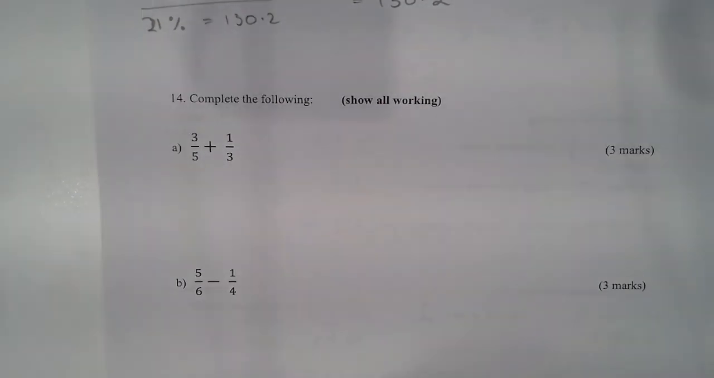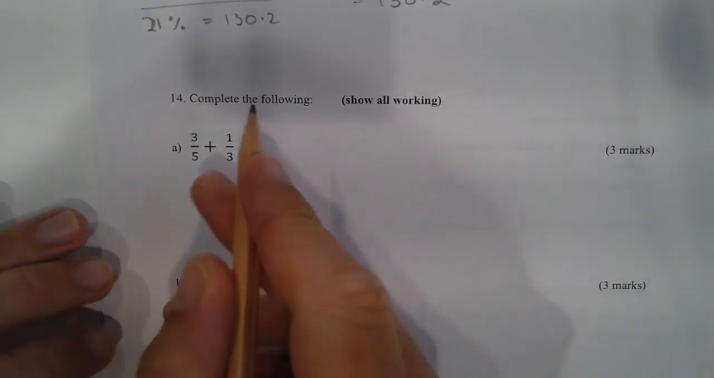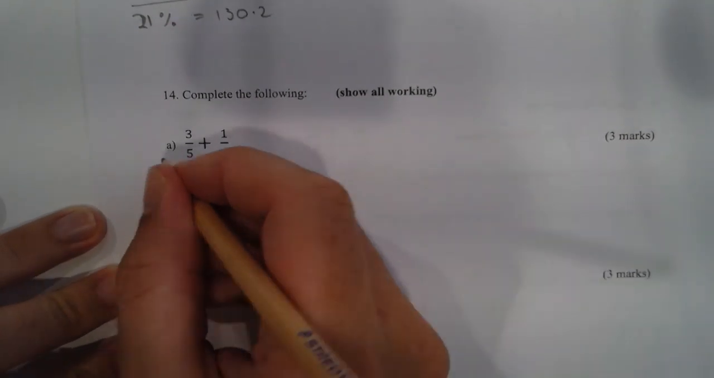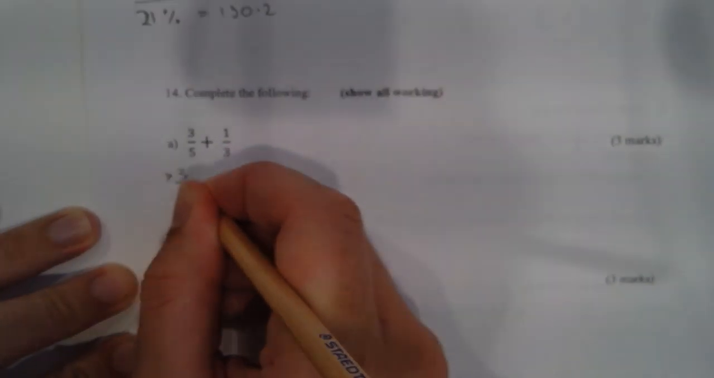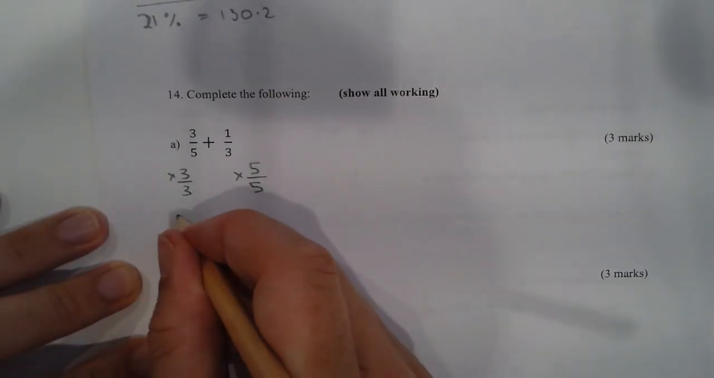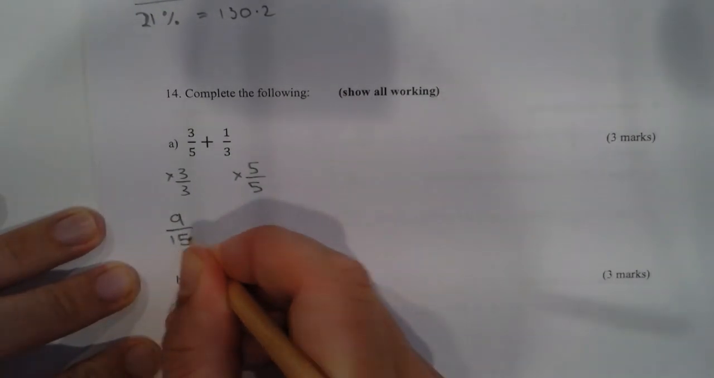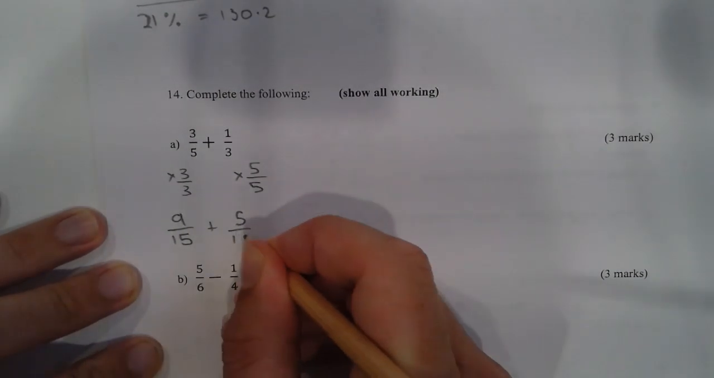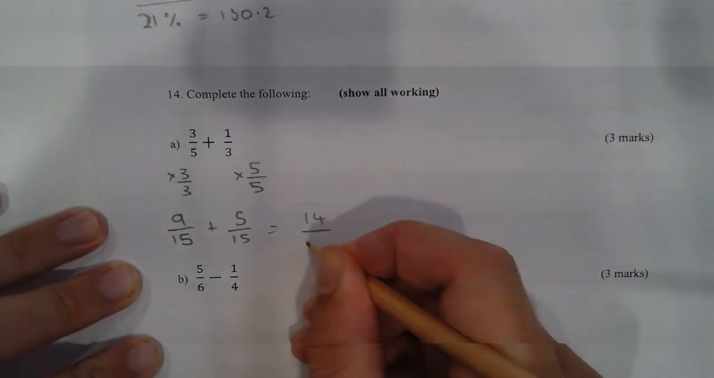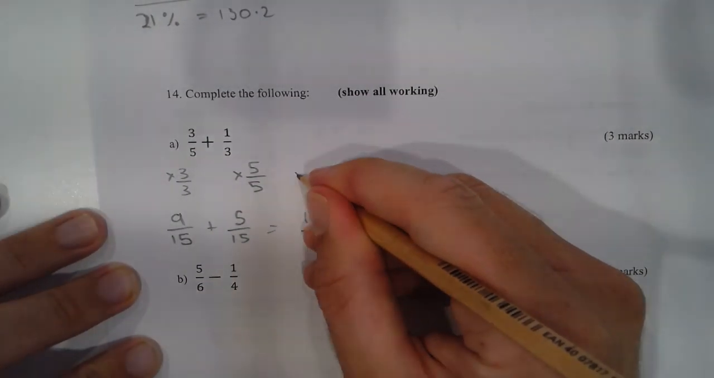Complete the following. Alright, so we can only add fractions when the denominator is the same. So I'm going to times this fraction here by 3 over 3, and I'm going to times this fraction here by 5 over 5 to get 9 over 15 plus 5 over 15, which is 14 over 15. We must have this correctly there.